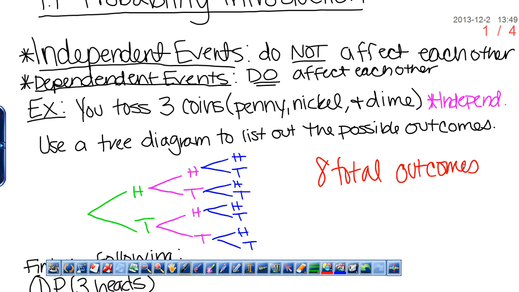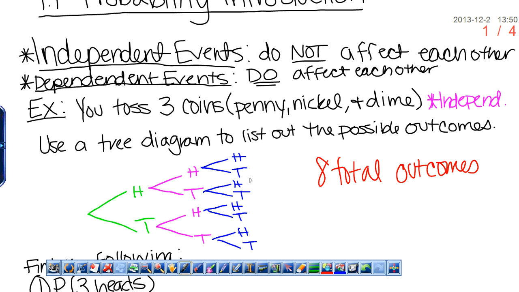What is the theoretical probability of getting any one of these 8 paths? 1/8. Any path I draw, that's 1 path out of 8. So the theoretical probability for any combination is 1/8. What if I flipped an additional coin? How many total outcomes would there be? 16. It would double, because out of each of these, I'd have 2 more.